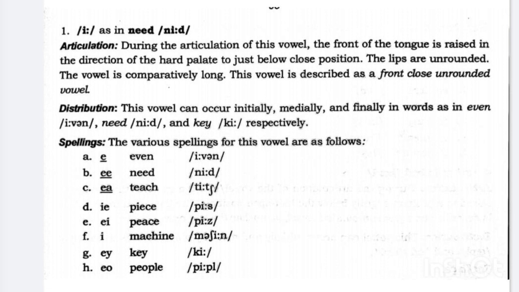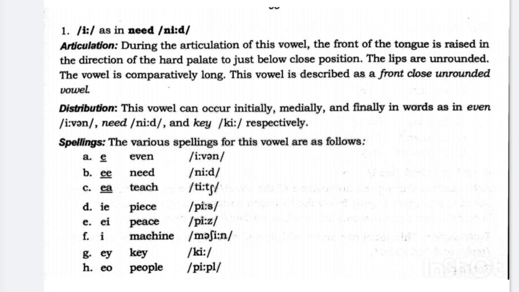Distribution. This vowel can occur initially, that is towards the beginning, medially, that is in the middle, and finally, that is in the end. In words as in even. See, even. In this word, E is in the beginning. Need, it is in the middle. How is it in the middle? N comes in the beginning here and D comes in the end. So, E is in the middle.